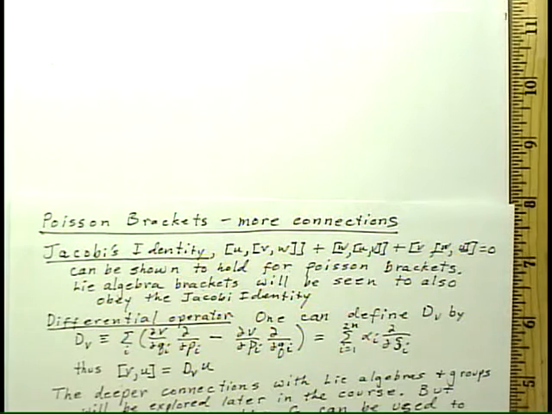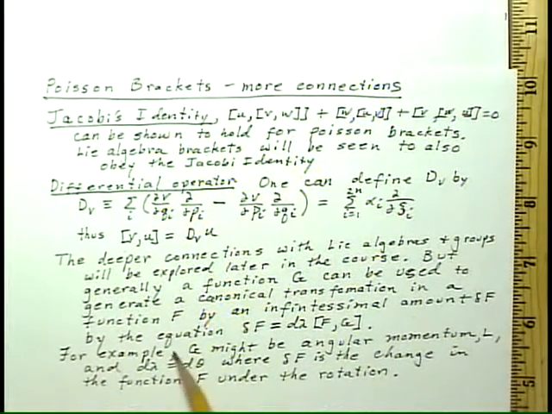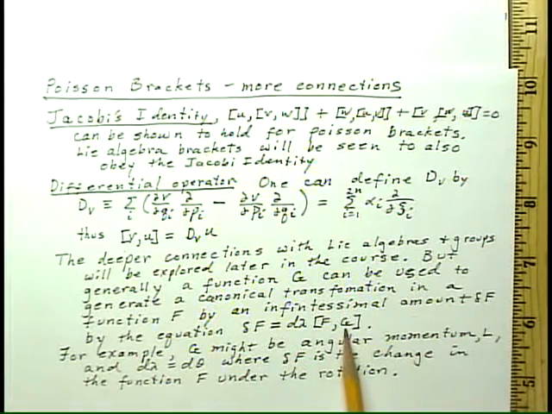This deeper connection with Lie algebras and groups will be explored later in the course, but generally a function g can be used to generate a canonical transformation in another function by an infinitesimal amount, delta f, by using the following expression. If we take the bracket of f and g, multiply it by an infinitesimal change d lambda, that will give us an infinitesimal change delta f.